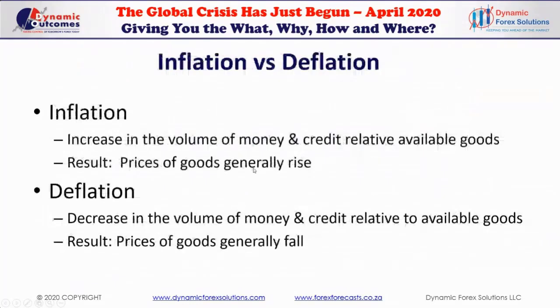And then what we need to understand is inflation versus deflation, because what we tend to get in times of an economic boom is inflation, and what we tend to get in the times of recession and more so depression is deflation. So inflation is an increase in the volume of money and credit relative to available goods, and the result of this is the prices of goods will generally rise. While deflation is a decrease in the volume of money and credit relative to available goods, and the result of that is the price of goods generally falls.